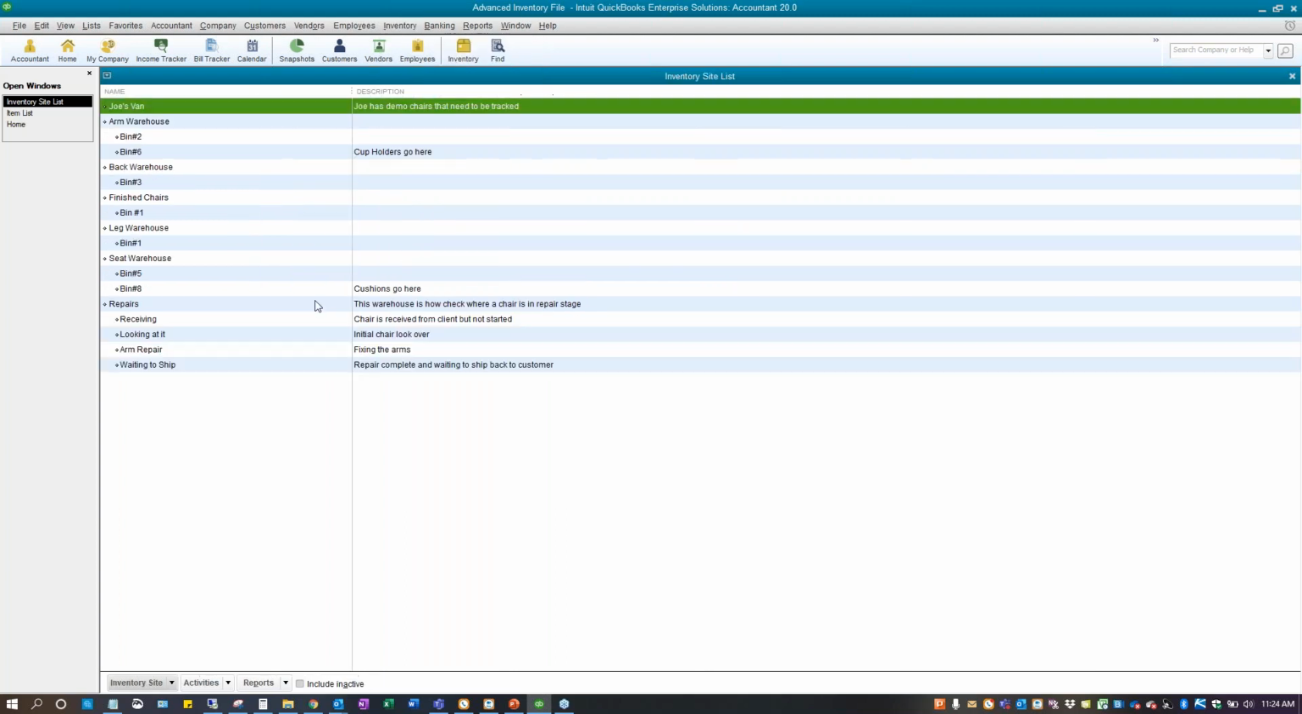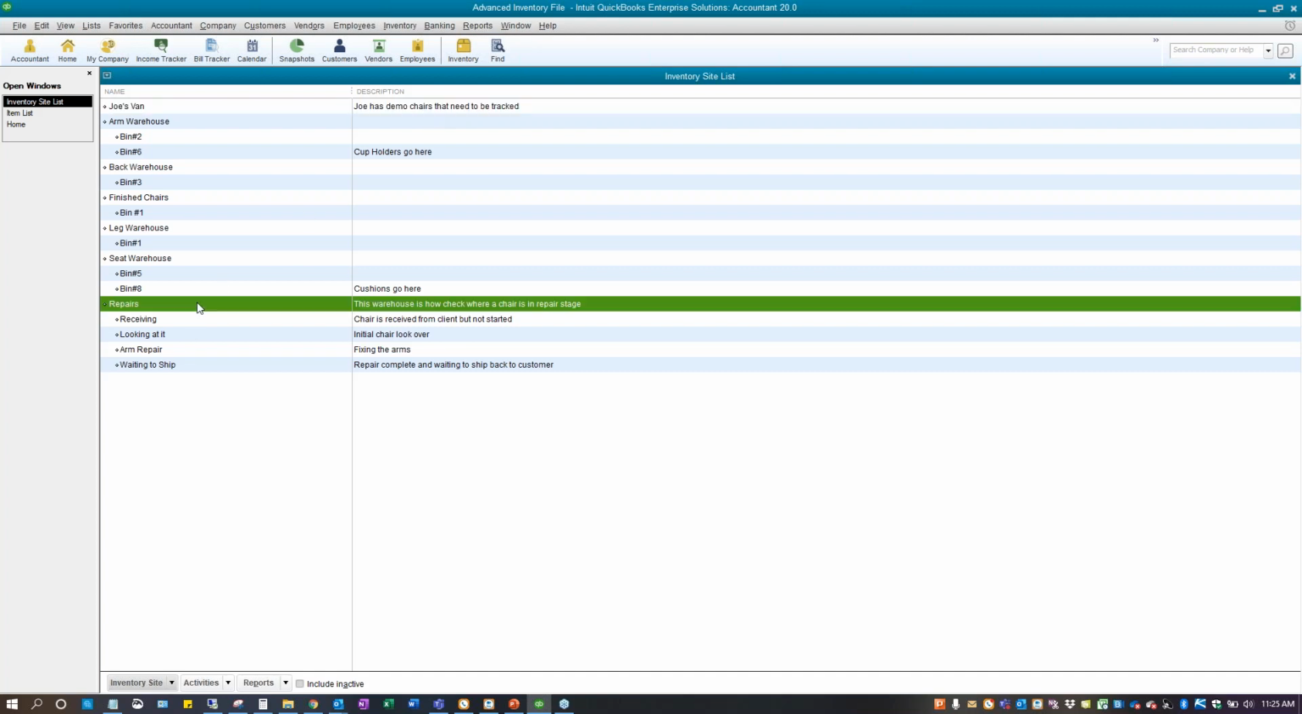Real briefly, here's your inventory sites. I created warehouses for my different components. Here's bins. So I actually have a separate bin where my cup holders go, my cushions, because notice seats, cushions. I also have a salesman and I want to track what's in the trunk of his car. So I created him as a warehouse site so that I could make sure I knew what Joe should have when he is out on the road demoing my chairs.